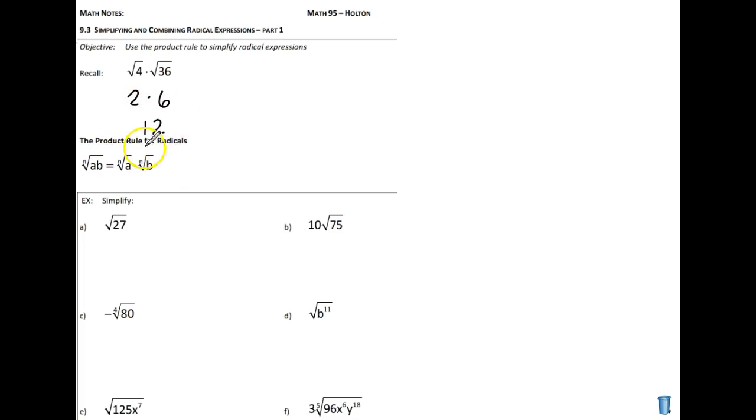Well, our product rule for radicals tells us that you can take the square root, the nth root, of some product, a times b, and break that up into the nth root of a times the nth root of b. In this case, the square root of 4 times the square root of 36. Well, we know that 4 times 36, this is the same as the square root of 144, which we also know to be 12.